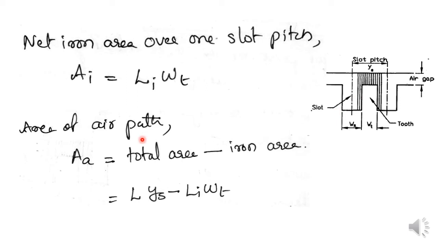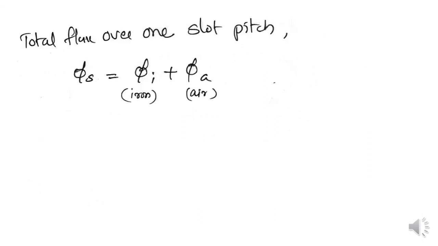Area of air path, AA, is equal to the total area under the slot pitch minus the iron area under the slot pitch. That is equal to the total length of core of the machine into the slot pitch, minus the net iron length of the machine into the width of teeth. That is AI. Now the total flux over one slot pitch, that is phi S, is equal to the flux through the iron path plus the flux through the air path.